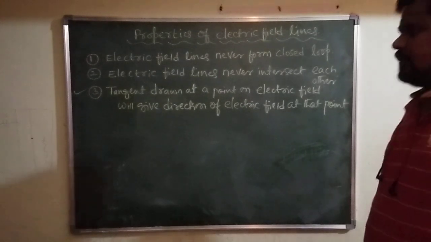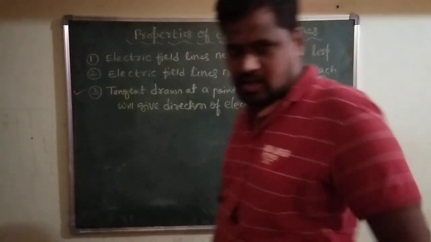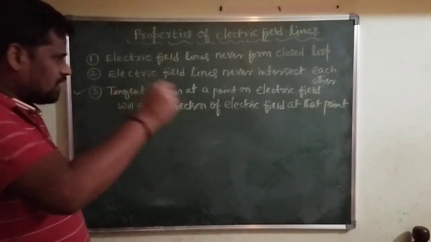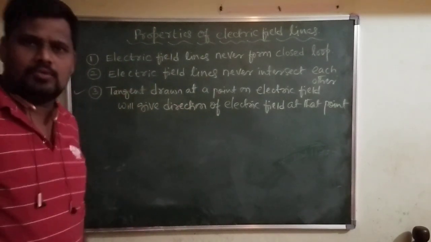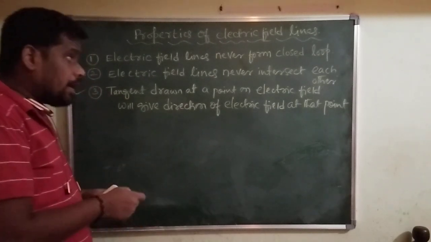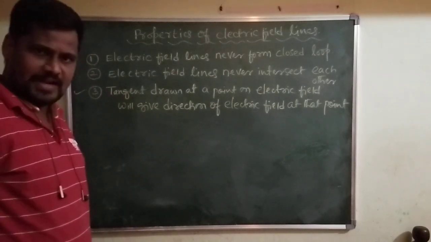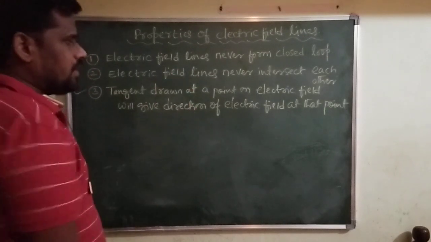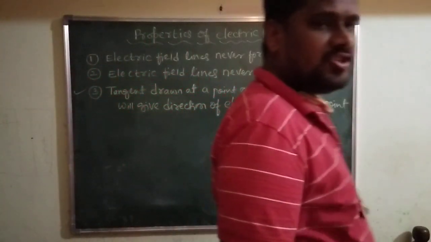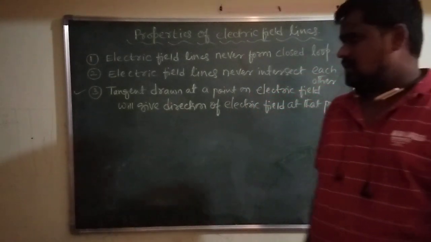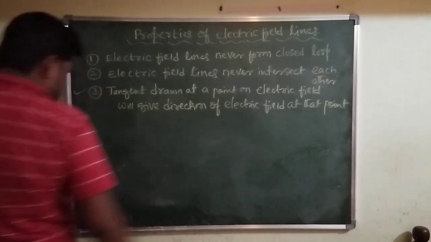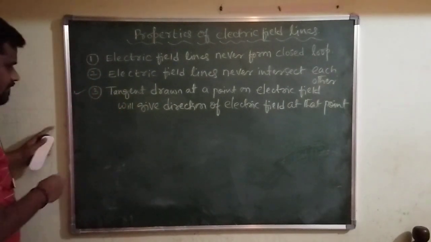If electric field lines are curved instead of straight, and you want to know the direction of the electric field at a point, how are you going to know it? At the point where you want to know the direction, just draw the tangent. That tangent itself gives the direction of the electric field. I will draw the diagram for the same.